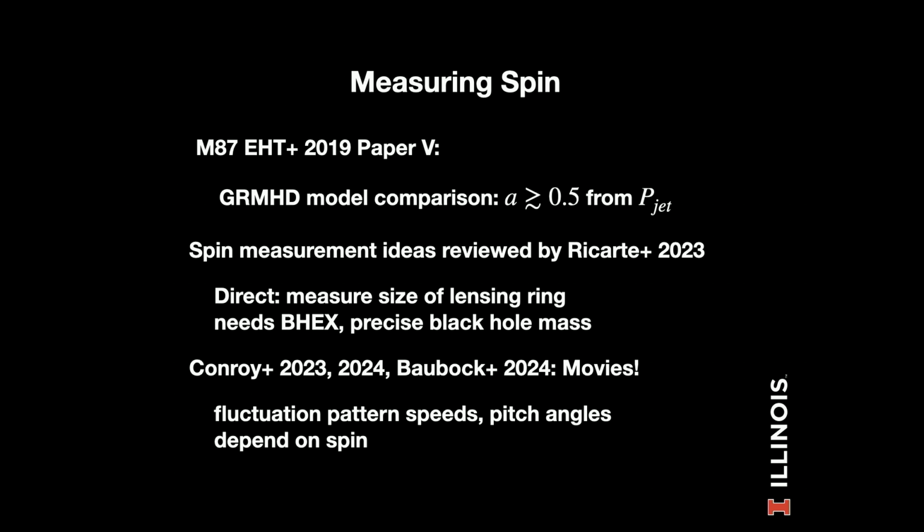So the notion is that the ring has fluctuations in brightness around it, and that these brightness fluctuations circulate. And the rate at which they circulate depends on the spin. So these fluctuations have a pattern speed, and that depends on the spin, and you can extract that pattern speed by revisiting M87 a sufficient number of times to make a movie.